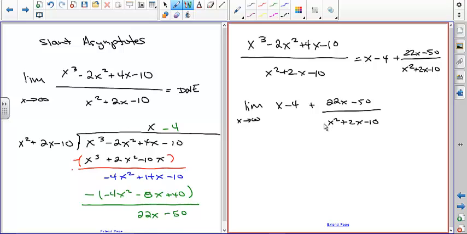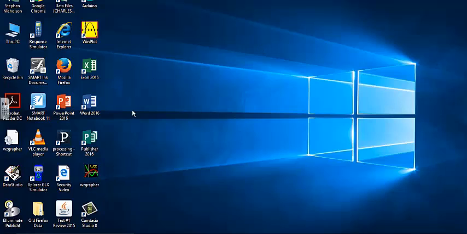This part goes to 0 because the order of the numerator is 1 and the order of the denominator is 2, and our rule says when that happens that goes to 0. So what you're left with is this equation. Now when I take the limit, it still goes to infinity, but it's going to approach that line as x goes to infinity. So if we plot both this and the slant asymptote on our graph, you'll see what happens.